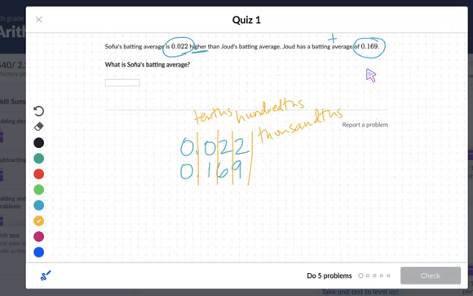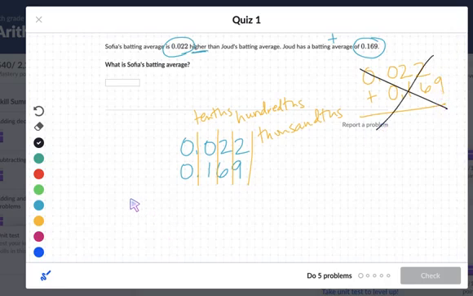If we were to line it up any way that we wanted, like this, we would not be adding the correct place values together. We would be adding tenths to the thousandths here, we would be adding tenths to the hundredths here, and we would be adding the ones to the tenths over here. That is not okay, all right?